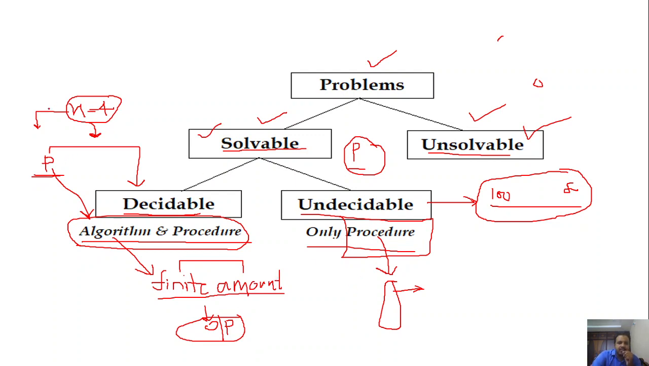So the factorial program is going to take some finite amount of time to execute, and definitely it will give an output, right? But in undecidable we are going to have a procedure, but we can't predict how much time it is going to take.